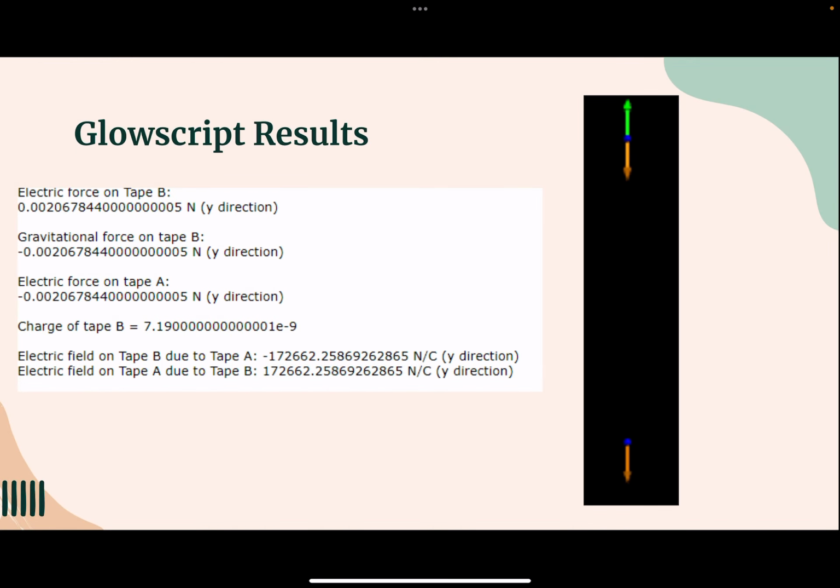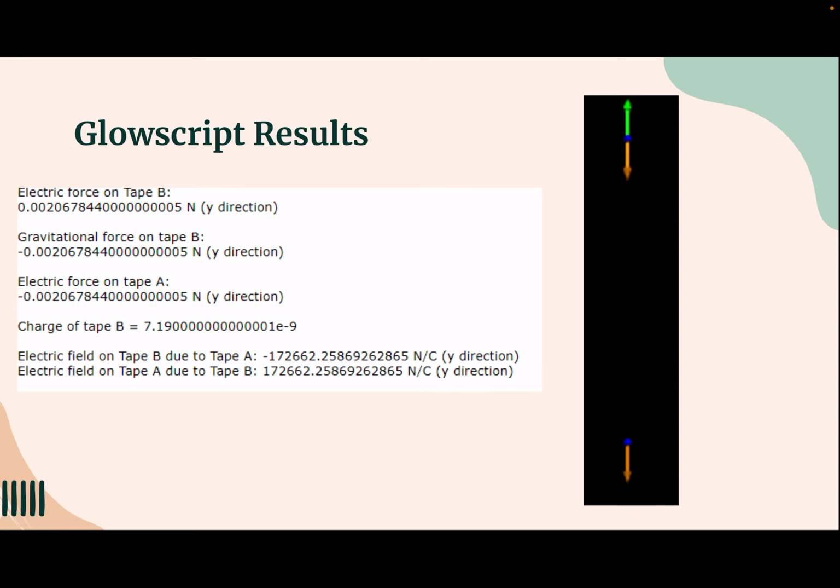And so after that, we have the results, and we have the results for electric force on tape B and the gravitational force on tape B, which you can see is the same one, but in one the gravitational is negative and electric is positive, and that makes sense as the picture on the right shows the tape B and then the forces, and then the green is the electric, orange is gravitational, so you can see positive pointing up, negative pointing down. And then we have the electric force on tape A, which is the only force, and it's also negative, so it's pointing down.